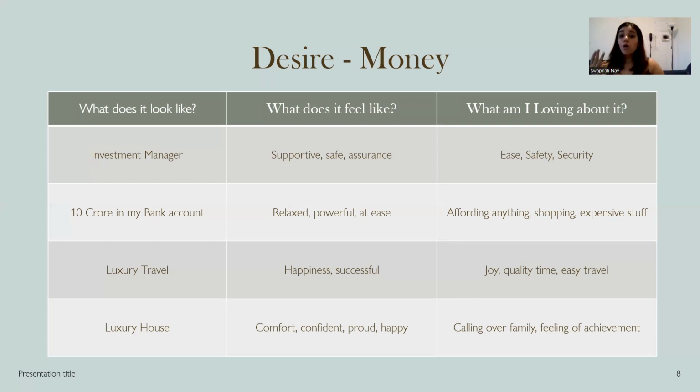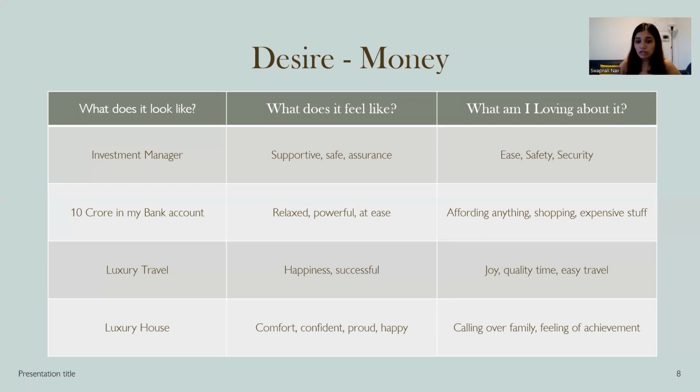Then the third column is, what am I loving about it? What am I loving about my investment manager? I am loving the ease, safety, security. What am I loving about the 10 crores in my bank account? I'm loving that I can afford anything I want. I can shop and I can buy expensive stuff. If you have any loans or debts to pay off, you will be happy that you have paid them off. So anything that you are loving is going to come in this third column.